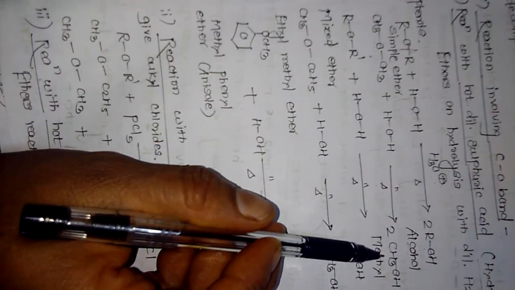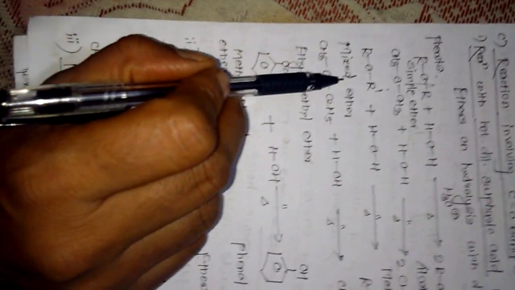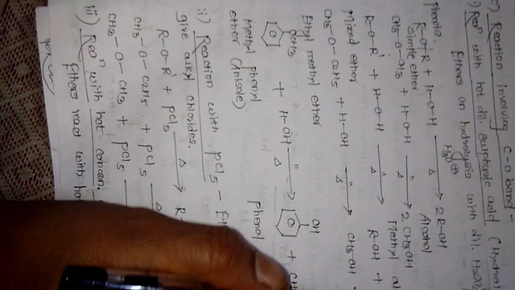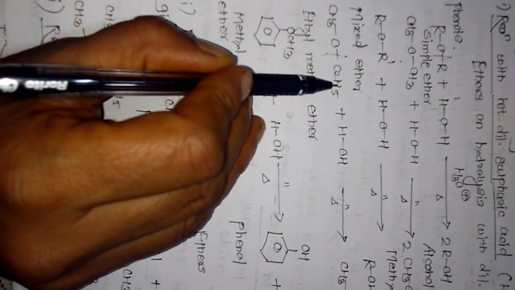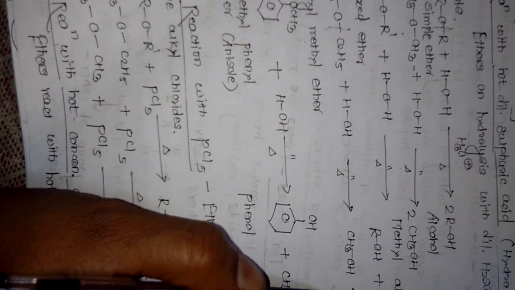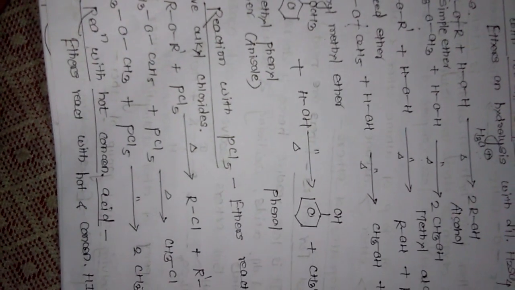See here, dimethyl ether on acid hydrolysis gives two same molecules of methyl alcohol. When the ether is mixed, then the two alcohols formed are different. This example is of a mixed ether. Ethyl methyl ether on acid hydrolysis gives methyl alcohol and ethyl alcohol. Here this bond breaks. CH3O takes this hydrogen to form CH3OH. C2H5 takes this OH. Two different types of alcohols are formed.